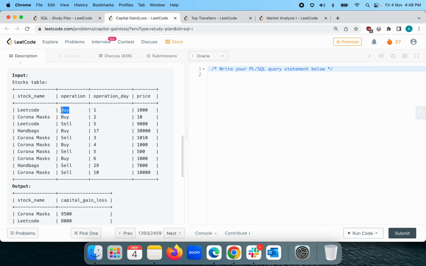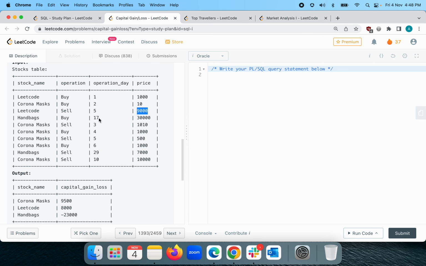So basically buy reduces the amount that we are having presently, and sell increases our total amount of money. Is it fine? So we can say it this way: buy can be negative price and sell can be positive price. I will make it more clear why I'm making the price negative and positive. Let's see which columns are required in our answer.